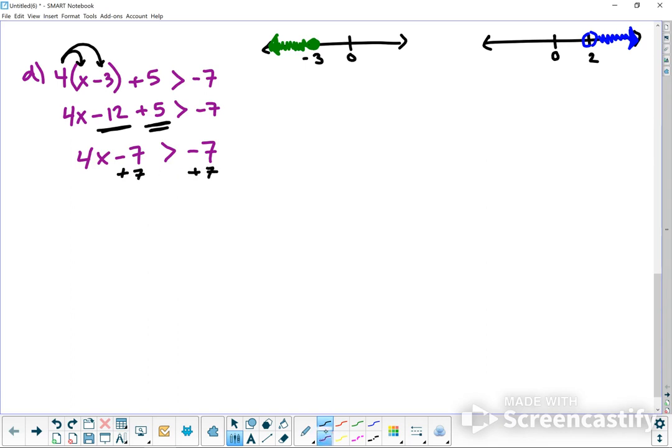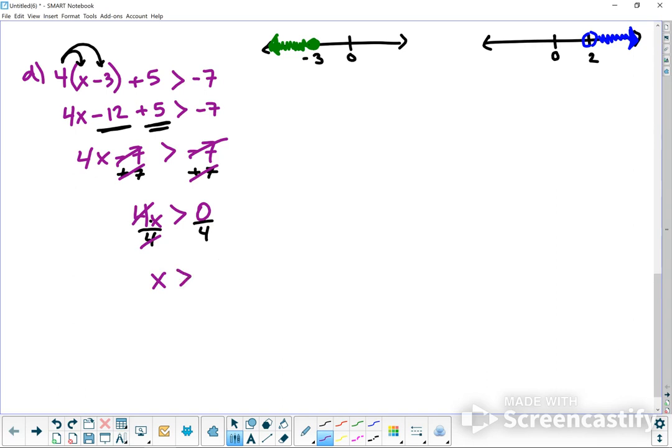Okay, while these go away, I will be left with 4x. Copy it down. Greater than, and I got to figure out what -7 plus 7 is. And also it goes away. It goes away to 0. Okay, now I got to figure this out. Well, how do I get rid of the times 4? Well, you're going to divide it by 4. The 4 is going to cancel, and you're left with just x.